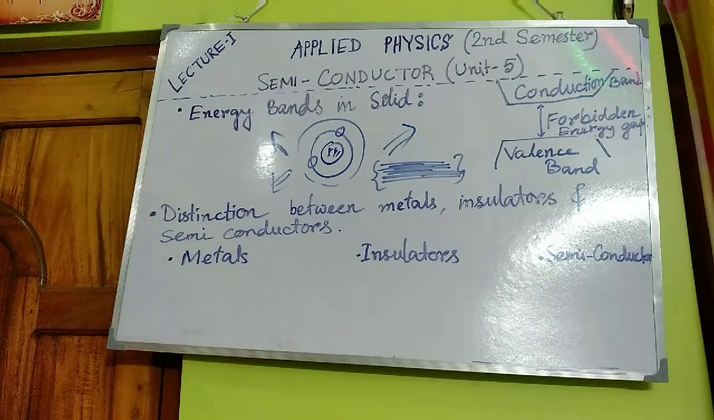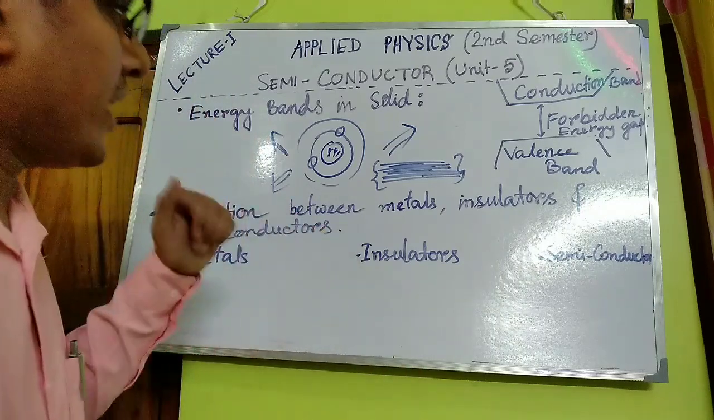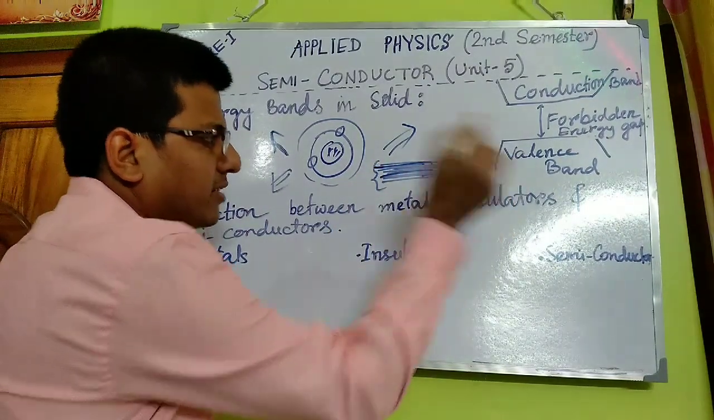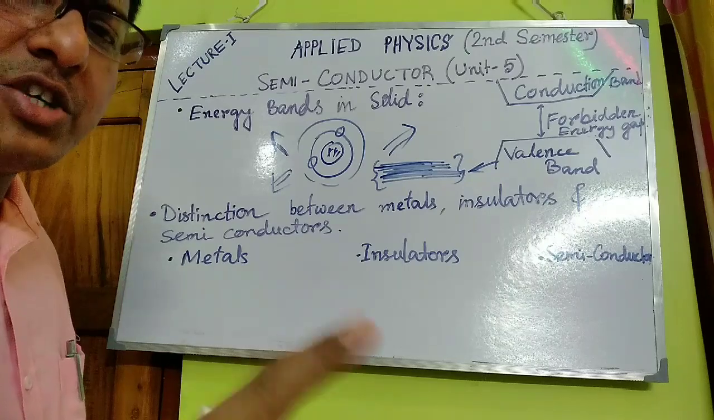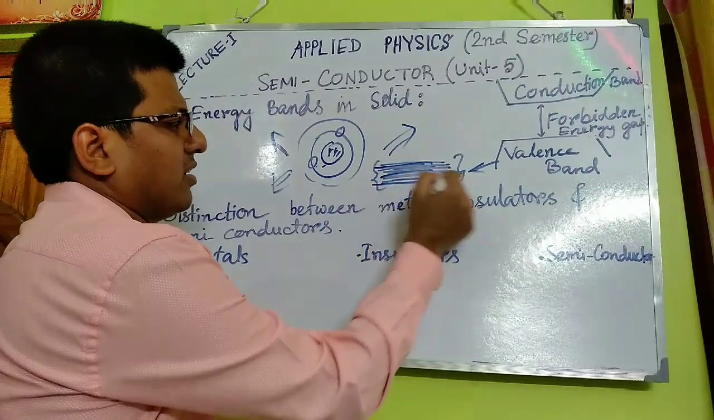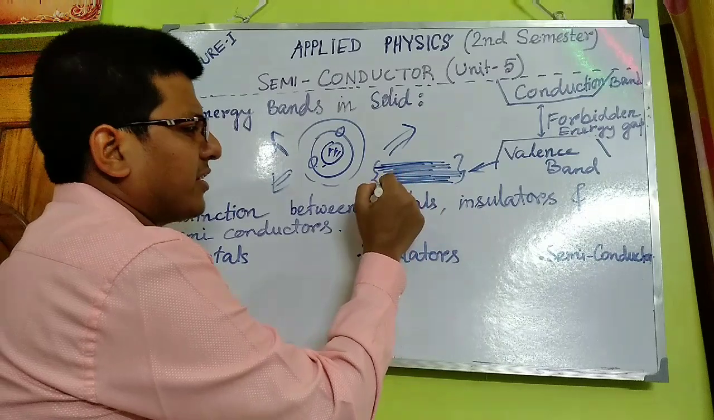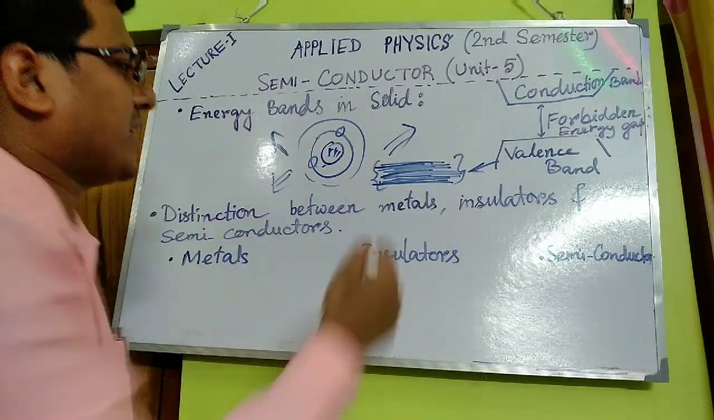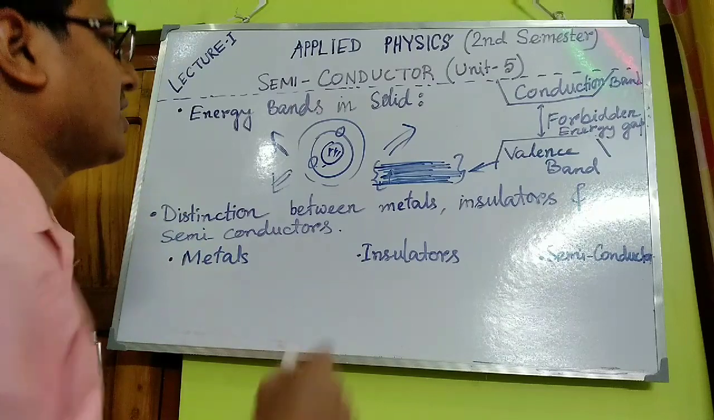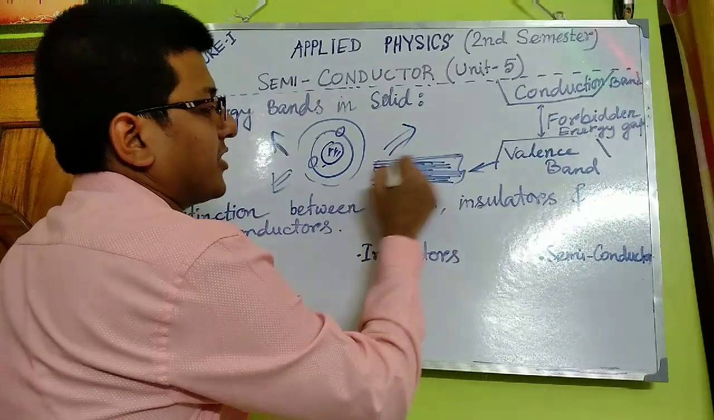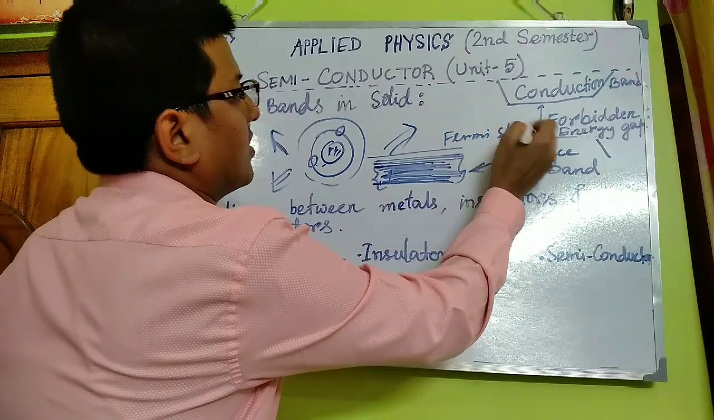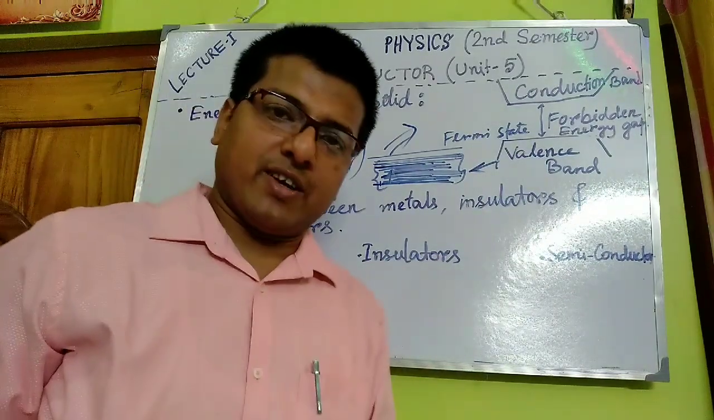Now what is happening? The valence electron energy levels make the valence band. At 0 Kelvin, electrons start filling the lowest energy level and go up, and if energy is available, they go to a higher state. At 0 Kelvin, the highest energy state up to which electrons can occupy is called the Fermi state, or Fermi energy level.